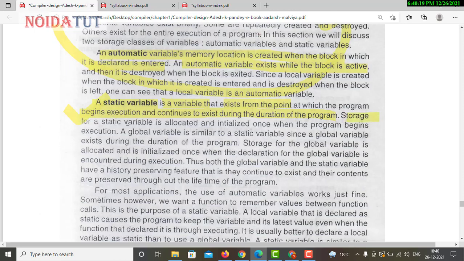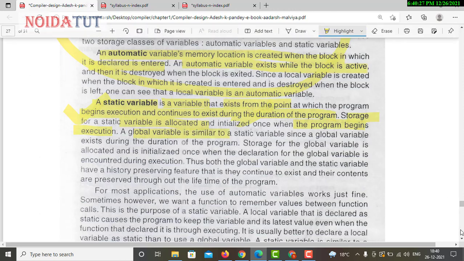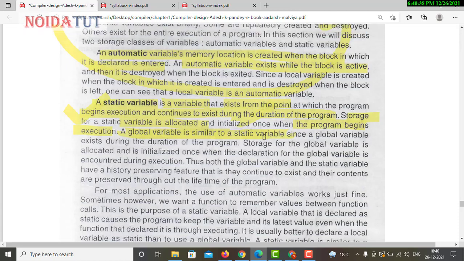Storage of a static variable is allocated and initialized once when the program begins execution. So these are the global variables. Global variables can exist and be stored anywhere. Generally, suppose I am going to count the number of visitors on my web page. For that case, I am going to use the static variable.